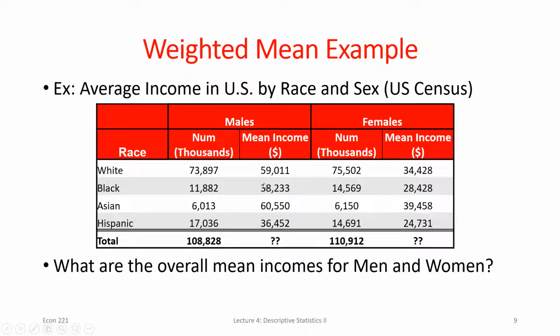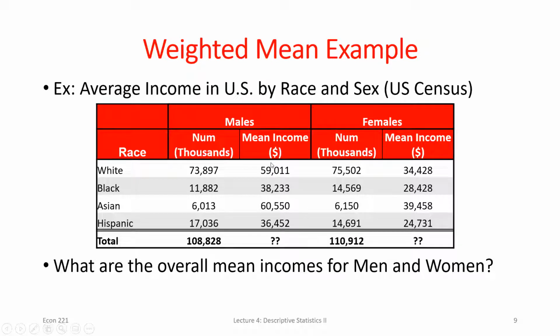So what we're going to do is follow that process. The numerator is taking every single observation's value, here 59,000, and multiplying it by the weight we're going to use for that group, the number of people in that group, 73,000. I'm rounding here. So 59,000 times 73,000. Go down to the next observation, 38,000 times about 12,000 people in that group. Next group, 60 times 6,000, 36 times 17,000. Once we do that for every single group, add them all up.